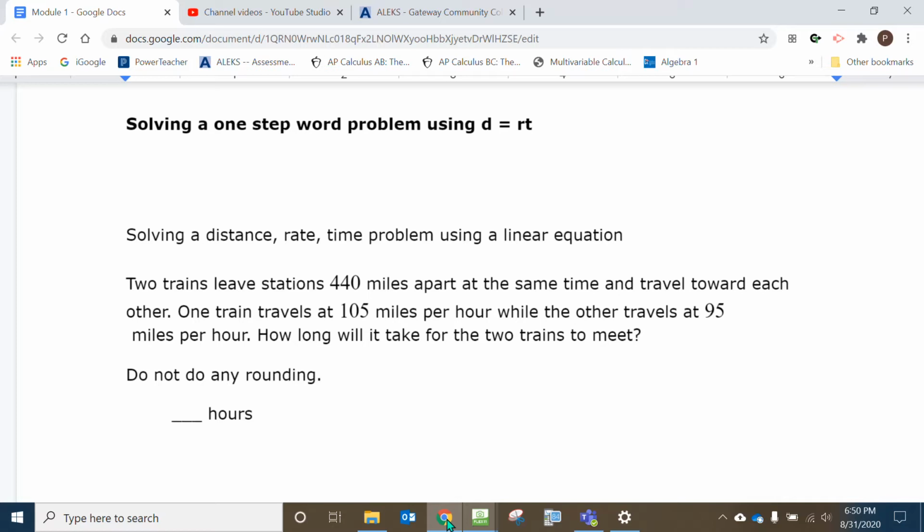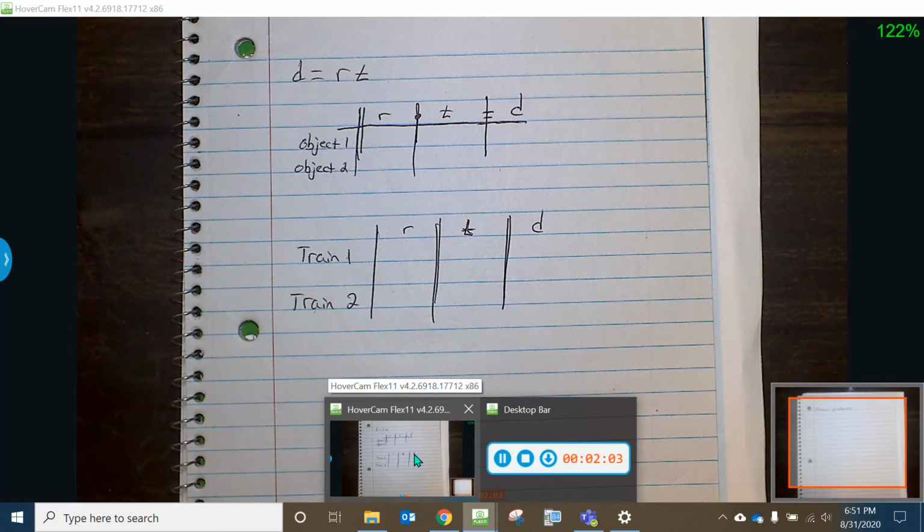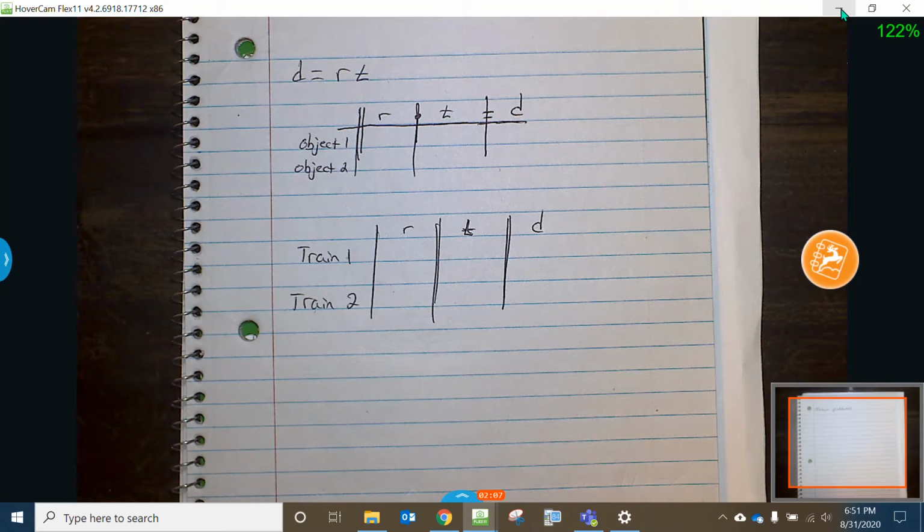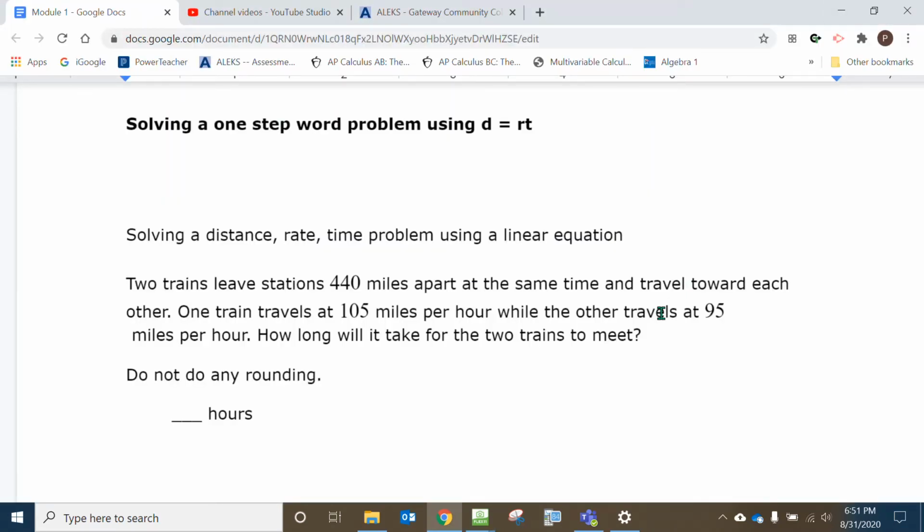Okay, so I'm going to start making my chart. We have train 1 and train 2. So the rate of train 1 is 105 miles per hour, so that's the rate, while the other travels at 95. And now the time we don't know. So we're going to call the time x, or you can leave it t.